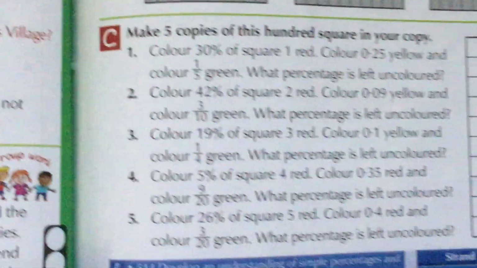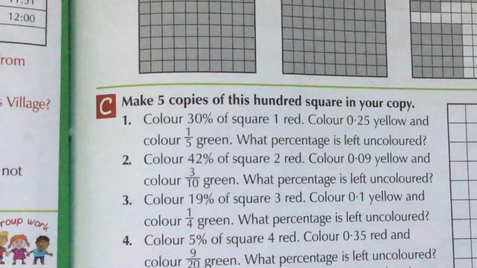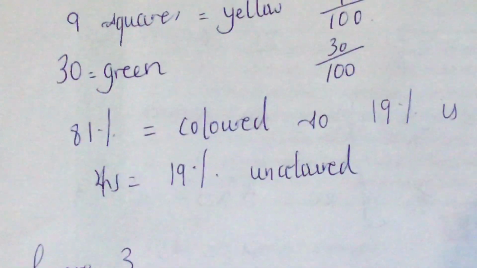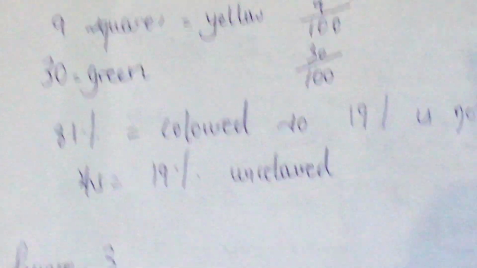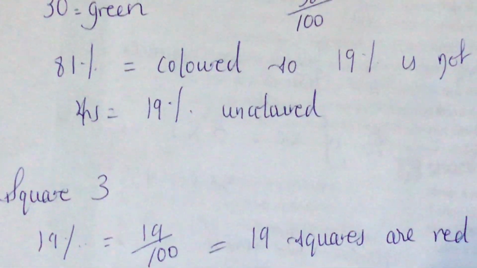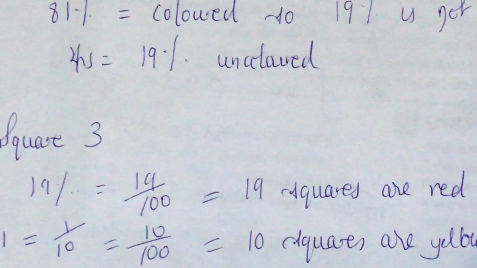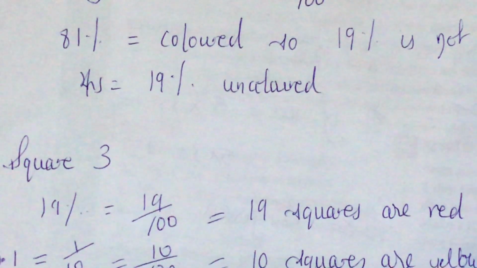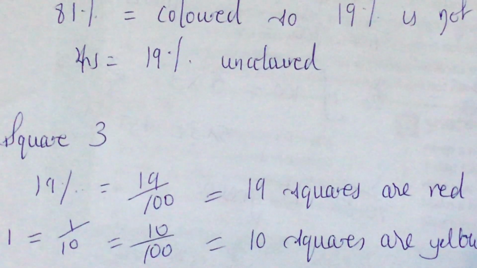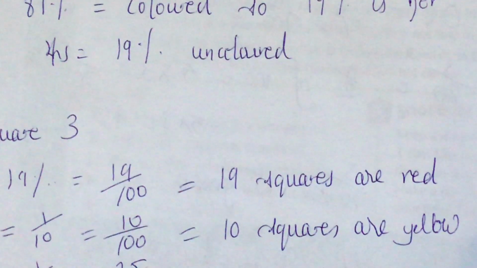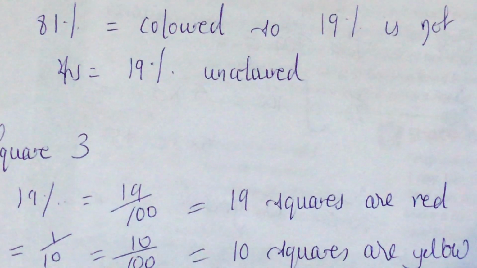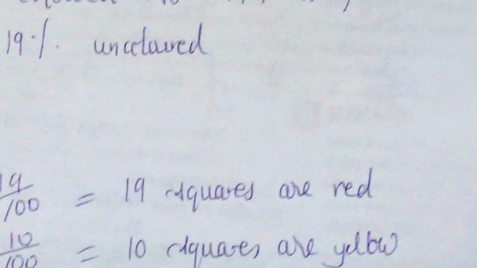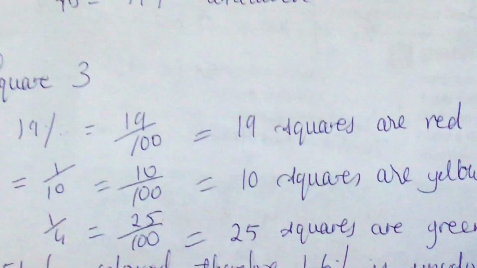So we're going on to square 3. Colour 19% all red, 0.1 yellow and 1/4 green. So 19% is 19 out of 100, so 19 squares are red. 0.1 is 1/10 as a fraction, and a tenth of 100 is 10 out of 100, which is 10 squares. If you're covering 1/10 of a total of 100, you're covering 10 squares, so 10 squares are yellow.